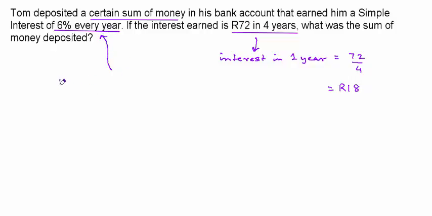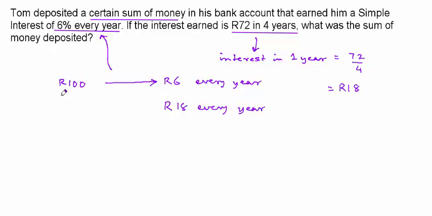That means if he were to invest 100 Rand, that would earn him an interest of 6 Rand every year. Now he is actually earning 18 Rand every year. Which means the amount invested, if you look at 6 and 18, it's a times 3. 6 times 3 is 18. So this person Tom actually invests 3 times this amount, that is 300 Rand, so that every year at 6% he gets this amount of interest.